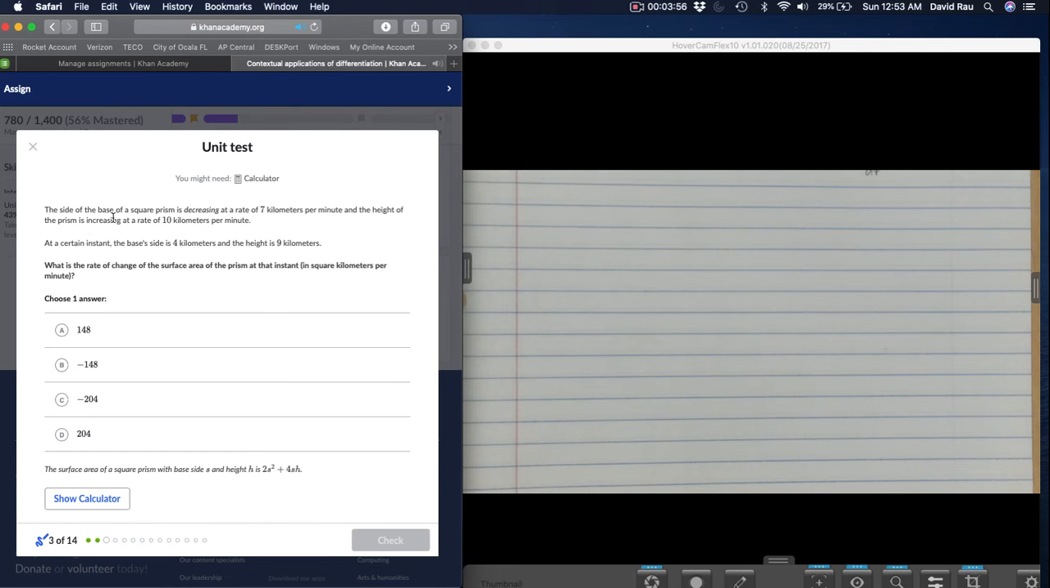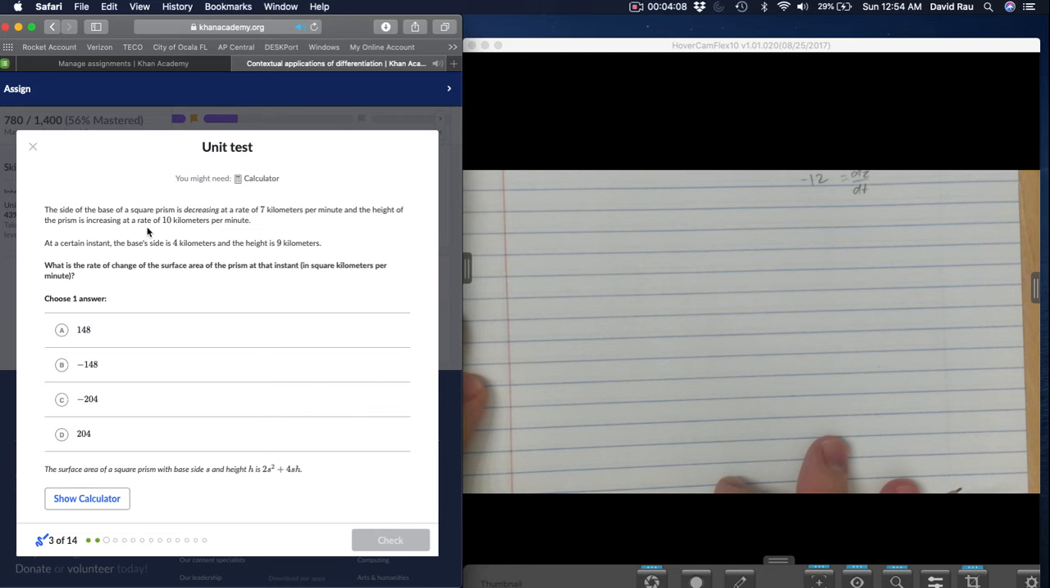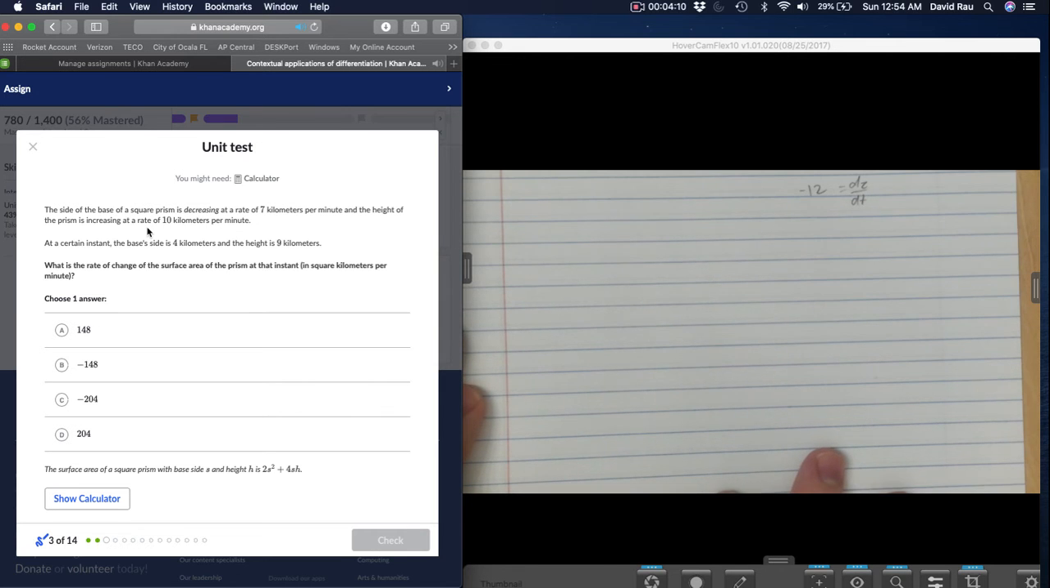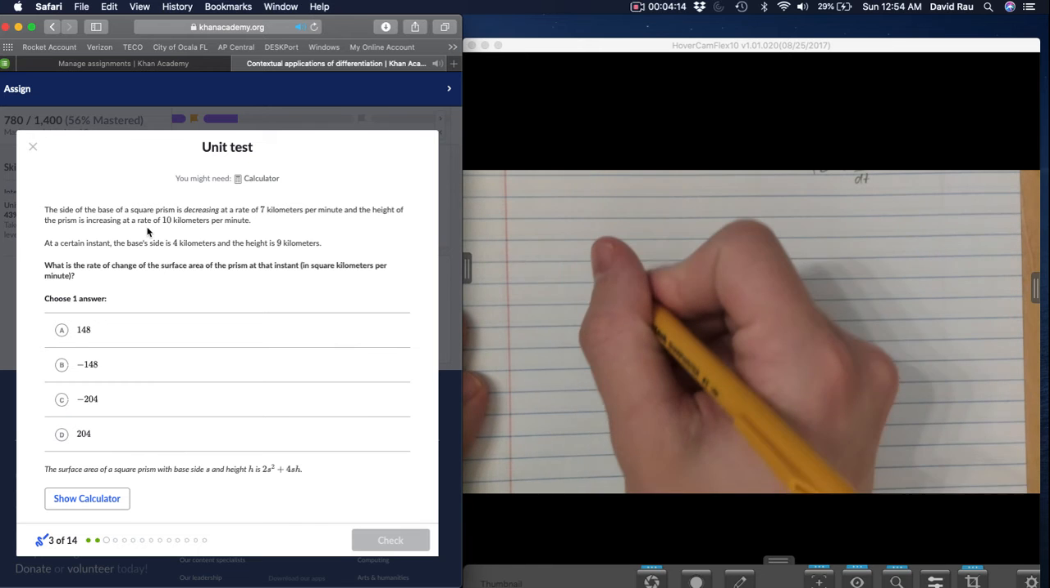Right, up next, the side of the base of a square prism is decreasing at a rate of 7 kilometers per minute, and the height of the prism is increasing at a rate of 10 kilometers per minute. At a certain instant, the base side is 4 and the height is 9. What is the rate of change in the surface area? So first, let's get a 3D drawing of this picture.